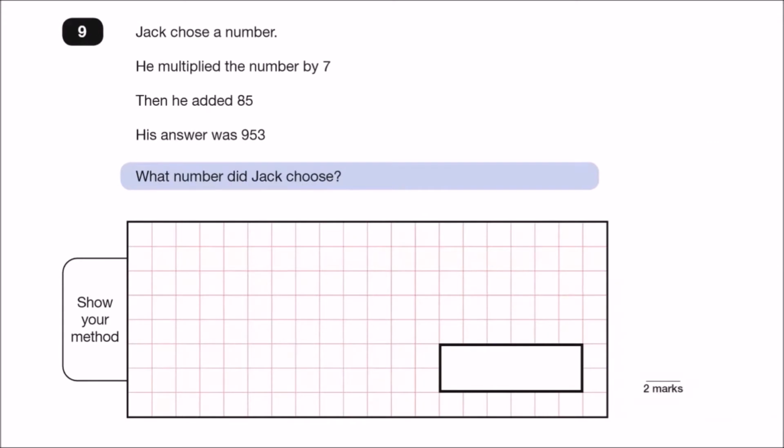All right, number 9. So Jack chose a number. Let's call this number, I don't know, x. He multiplied that number by 7, so 7 times x is 7x. He then added 85 to it, so it will be 7x plus 85. The result was 953. So all of it equaled 953. What number did Jack choose?